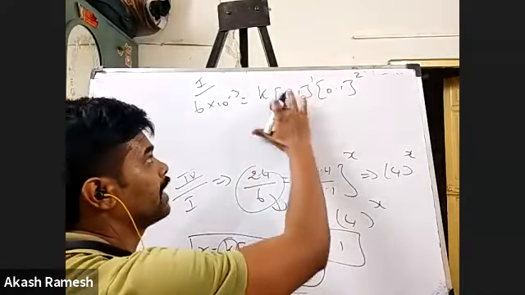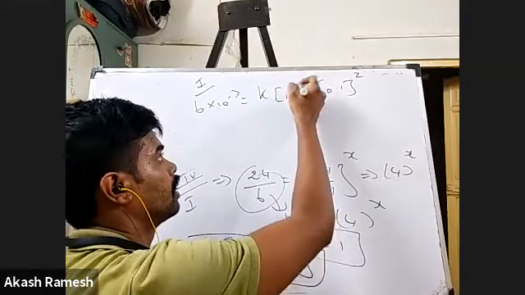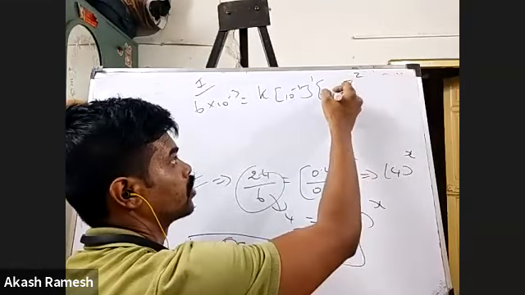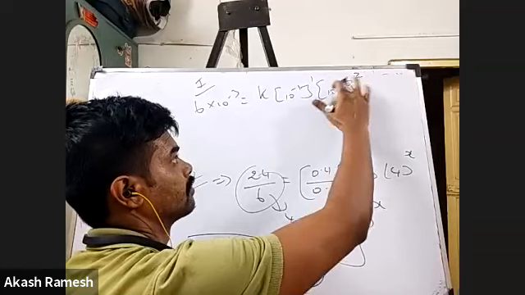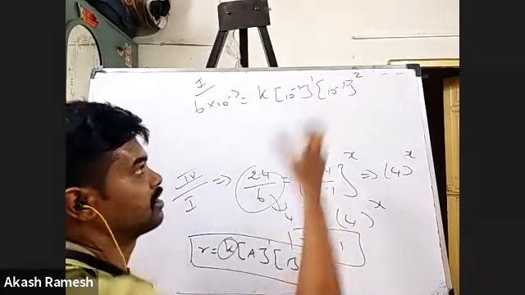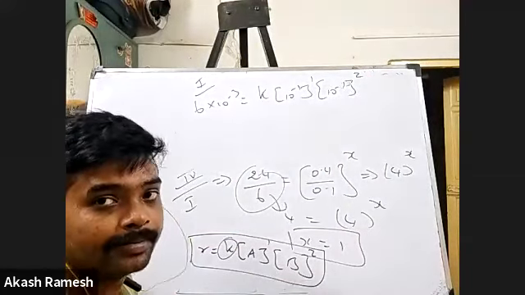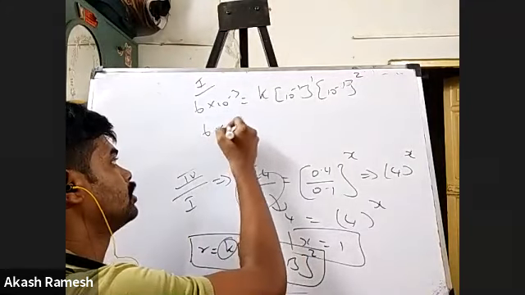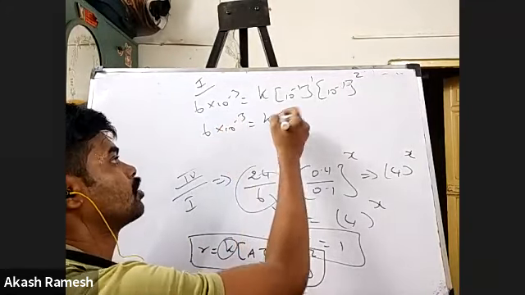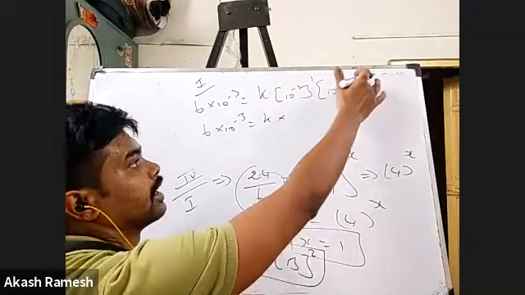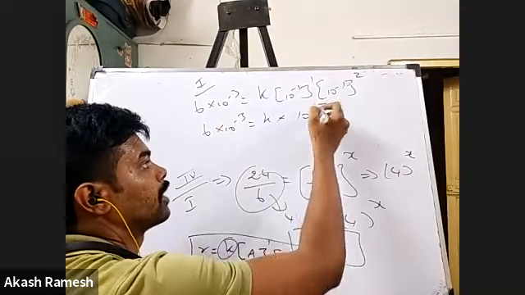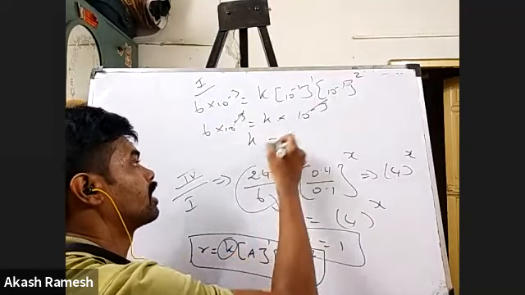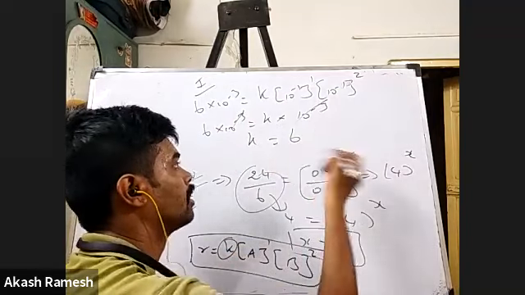So if I write this 0.1 as 10 power minus 1, it is going to become a little easy. Hope you understand why. Because 10 power minus 3 and 10 power minus 3 will get cancelled, isn't it? So I have 6 into 10 to the power minus 3 is equal to k into 10 power minus 1 into 10 power minus 2, which is 10 power minus 3. So k value is 6.